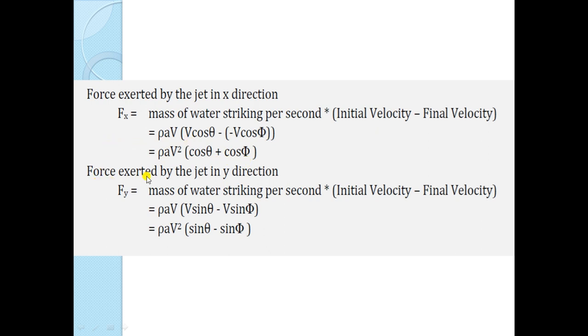Likewise, force exerted by the jet in y direction is Fy. Fy is given by mass of water striking per second into initial velocity minus final velocity. Mass of water striking per second here is rho AV. The initial velocity is v sin theta, final velocity is v sin pi. So, if we simplify, it is rho AV square (sin theta minus sin pi).